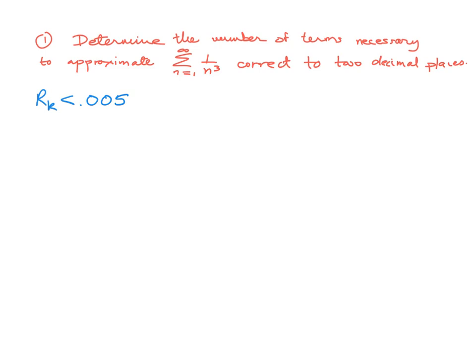So now I'm going to write an integral statement that relates to the error. And what I can say is that I know that the error, Rk, is less than the integral from k to infinity of, in this case, 1 over x cubed dx, because that's the function that maps this series. And then if I can let that integral be less than 0.005, then I've guaranteed that the error, which is less than that integral, is going to be less than 0.005. And then I will identify what k value makes that happen, and then I'll be all set.